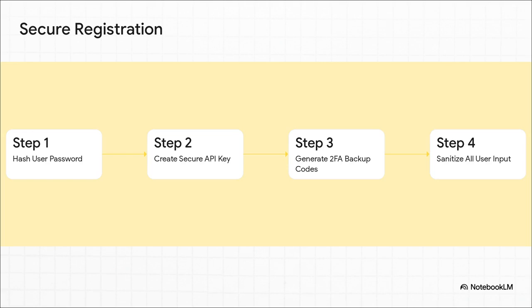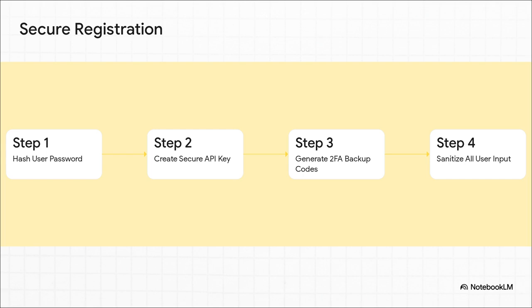Okay, now let's think about a more complex, real-world workflow, something like a secure user registration. You gotta hash the password, right? Maybe generate a secure API key, give the user some backup codes for 2-factor authentication, and of course, you have to sanitize all the input to prevent attacks.